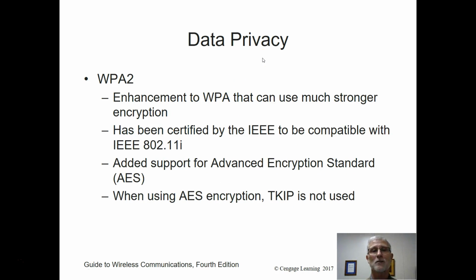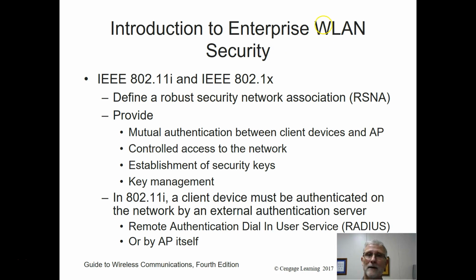Guess what? That still wasn't enough. So now you end up having WPA2. It's much stronger encryption than WPA, certified by the IEEE, and compatible with the 802.11i standard. It supports the Advanced Encryption Standard, AES, but it doesn't use TKIP.